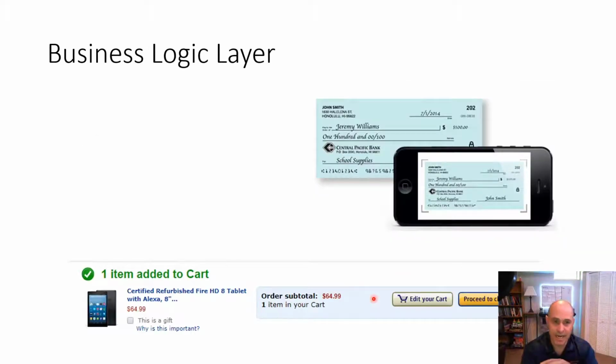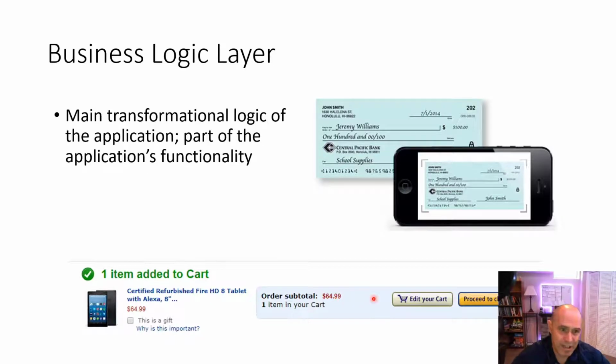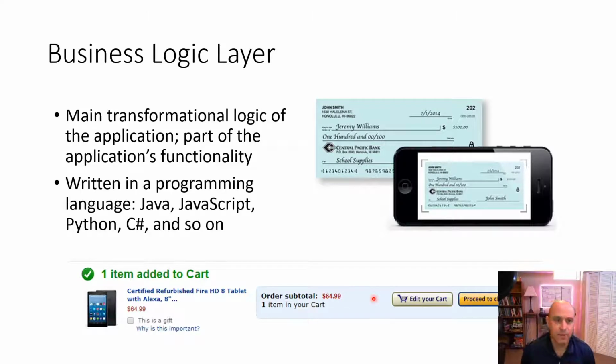The business logic layer is a little more sophisticated, and this is really responsible for a lot of the transformational activities of the application. So the main transformational logic of the application, what it does, is in the business logic layer. This usually has to be written in a programming language, but as you will see, there are newer tools and techniques now which allow you to actually create a lot of business logic in the cloud without writing any code, just by dragging and dropping things together.